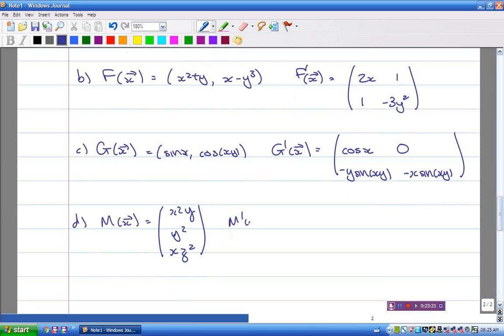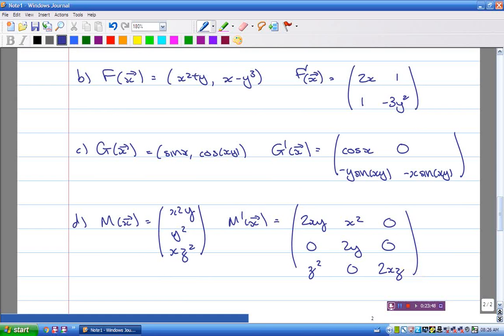Big M dash. Well, let's have a look. There are 3 components, so they're going to be 3 rows. And there are 3 variables, so they're going to be 3 columns. So here we go, 3 by 3. What do we got? We've got 2xy, we've got x squared, we've got 0, we've got 0, we've got 2y, we've got 0, we've got x z squared, 0, 2xz.